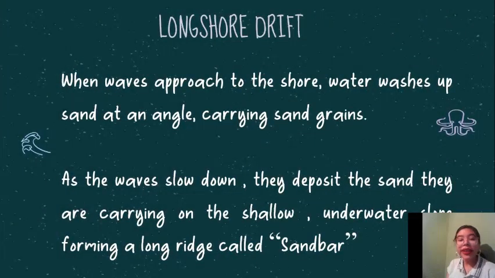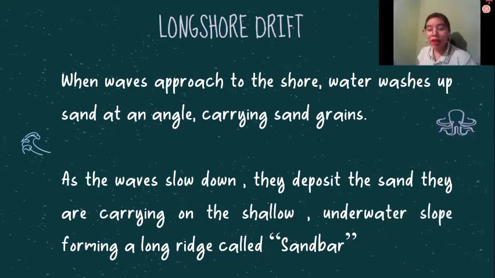Our first movement here is the longshore drift. The longshore drift is when waves approach the shore and water washes up sand at an angle, carrying sand grains. As the waves slow down, they deposit the sand they're carrying on the shallow underwater slope, forming a long ridge called a sandbar.